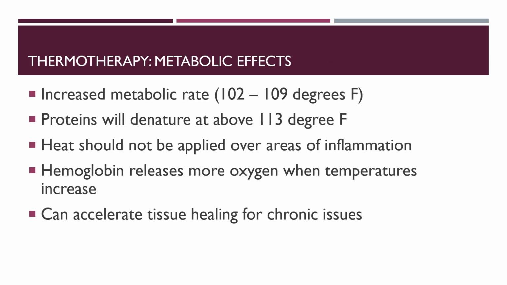So let's move on to the metabolic effects now. We spent a little bit of time here in class looking at this, but some of the metabolic effects that we see is increased metabolic rate in those specific ranges of 102 to 109 degrees Fahrenheit. So this enhances cellular activity, promotes healing, and all these different repair processes that we're going to talk about in the upcoming chapter for tissue healing. And that's why it's really good to apply heat to something like a chronic type issue, because again, it's only going to enhance cellular activity.